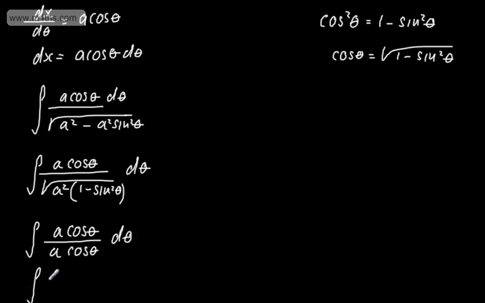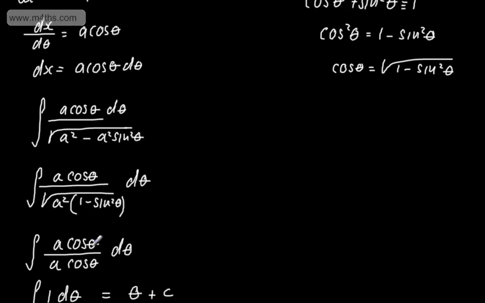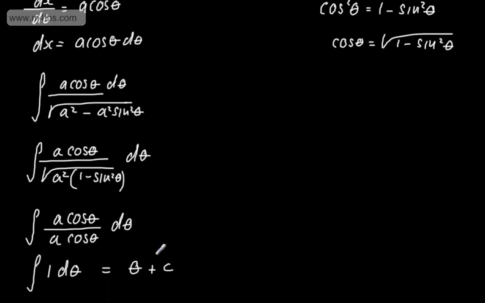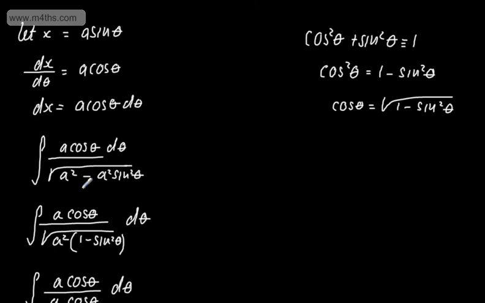Essentially we just end up with the integral of 1 with respect to theta, which quite clearly will give us theta plus a constant of integration. So integrating 1 with respect to theta will give us theta.